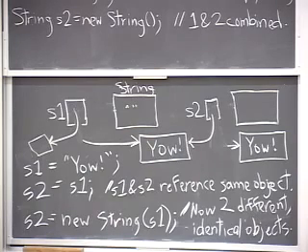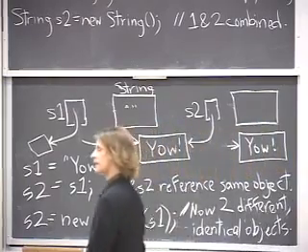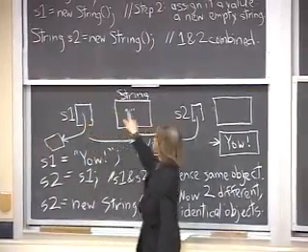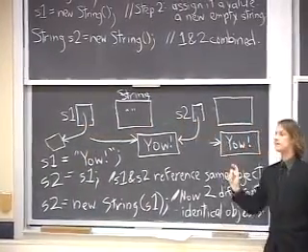Yes? No, it is not possible to fix S2 so that it will always point to the same thing as S1. As soon as you change one of them, the other one's still going to stay the same, unless you explicitly change them yourself. Other questions? Yes, over here. No, it is not possible to have anything that points directly to a variable in Java.